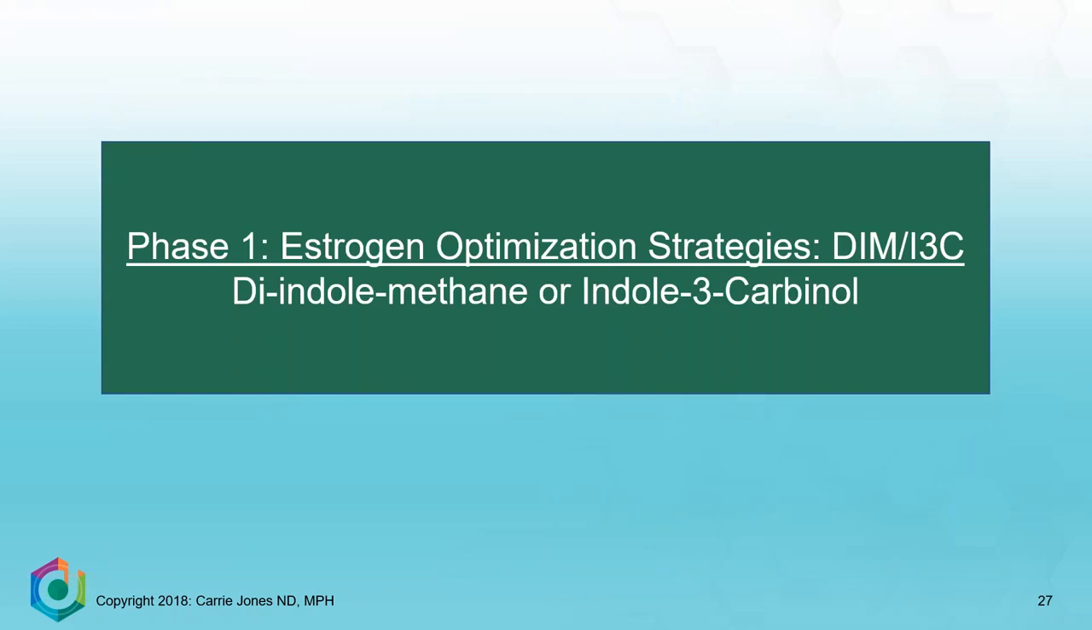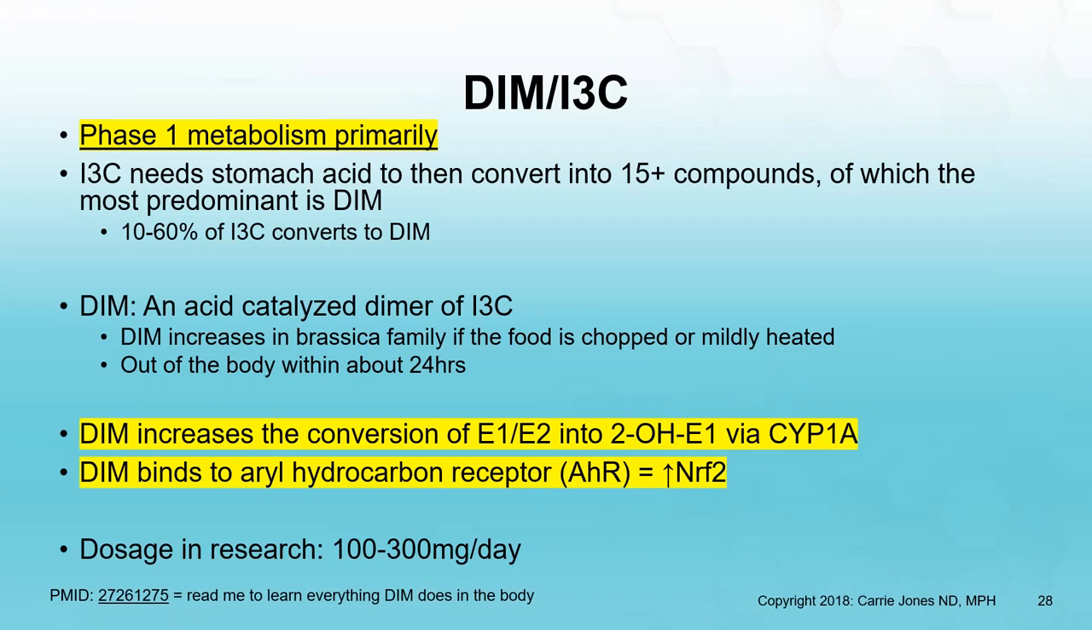So let's talk about diindolylmethane and where it comes from, indole-3-carbinol or I3C. So if you have somebody that has a phase 1 problem, we're just talking about phase 1, you're going to consider diindolylmethane or indole-3-carbinol. The problem though with indole-3-carbinol is that it needs stomach acid to convert into a lot of things, one of which is DIM or diindolylmethane. So if you have a patient with very poor stomach acid, or they're on acid blockers or proton pump inhibitors, then indole-3-carbinol may not be the right supplement for them.